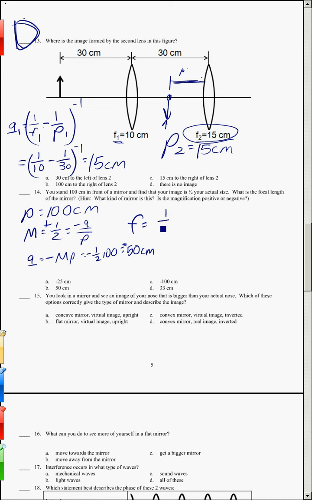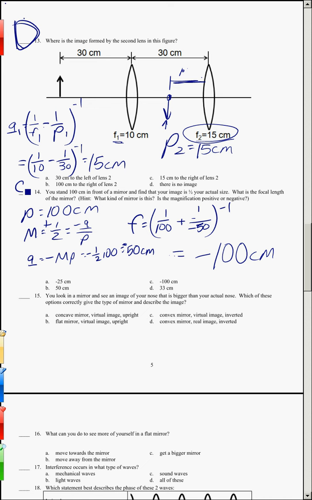F is the inverse of 1/P plus 1/Q. That's the inverse of 1/100 plus 1 over negative 50. The inverse of that, let's see, 1/100 minus 2/100 is going to be negative 100. Alright, so that is C for 14.